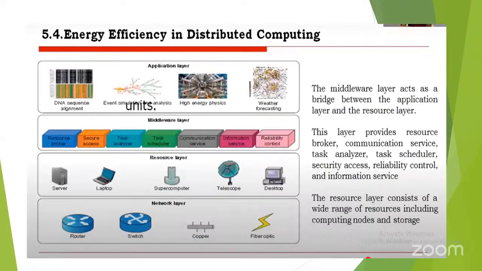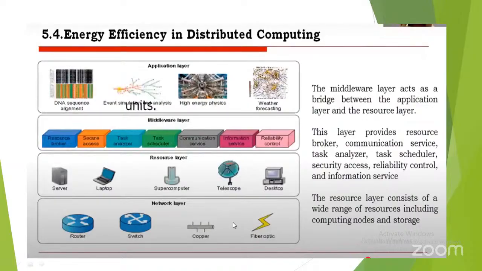So here energy efficiency in distributed systems can be measured in 4 layers. See, these are the 4 layers, 1, 2, 3, 4. At the bottom layer we have many hard disk drives, different resources we can say. This is a router, this is a switch, this is copper cables, and this is fiber optics. These are the resources, consisting of a wide range of resources including computing boards and storage.